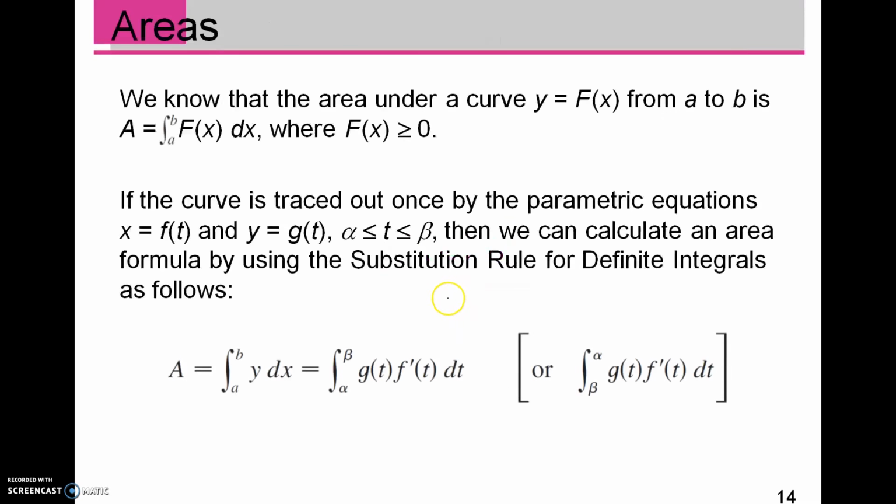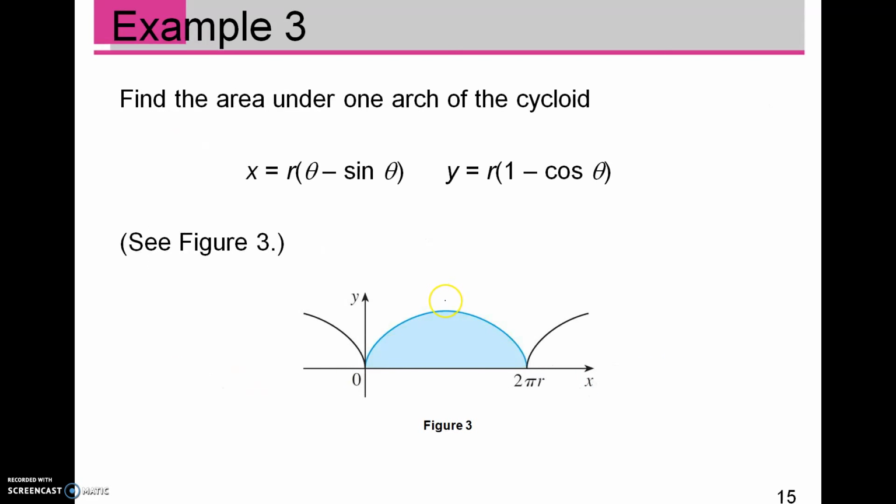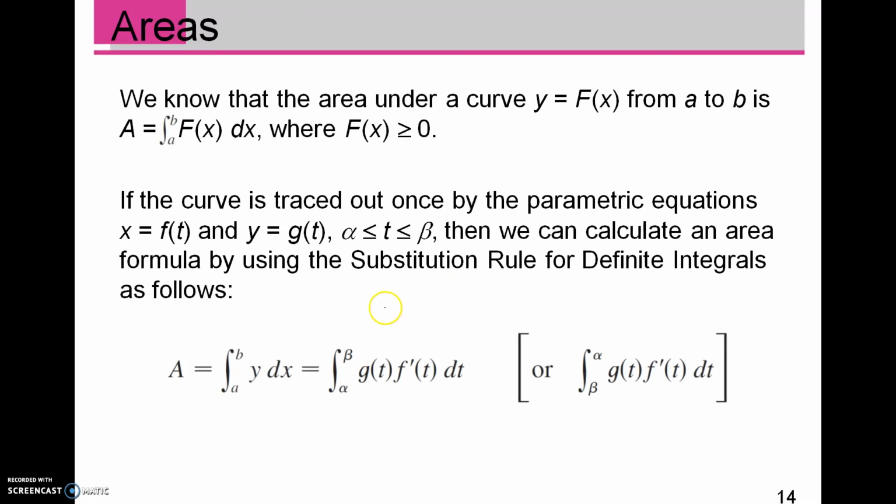All right, so area. So we know that area is just the integral of f dx from a to b, assuming f of x is greater than or equal to 0. But using the substitution rule for definite integrals, we can take our parametric curve, f of t, g of t, from alpha to beta, and substitute that in.